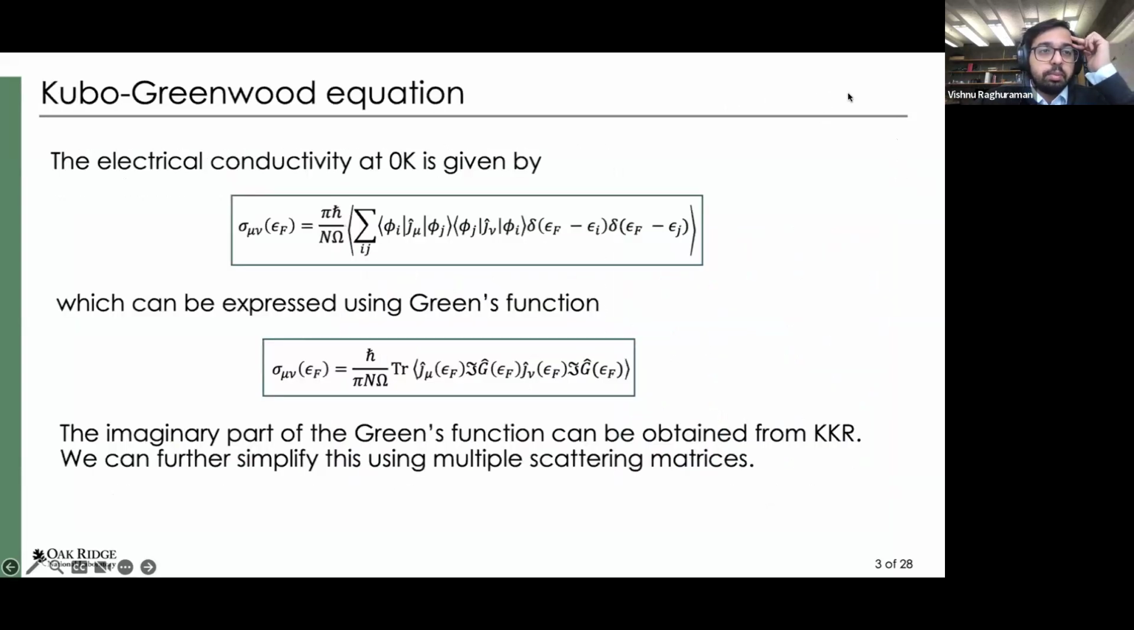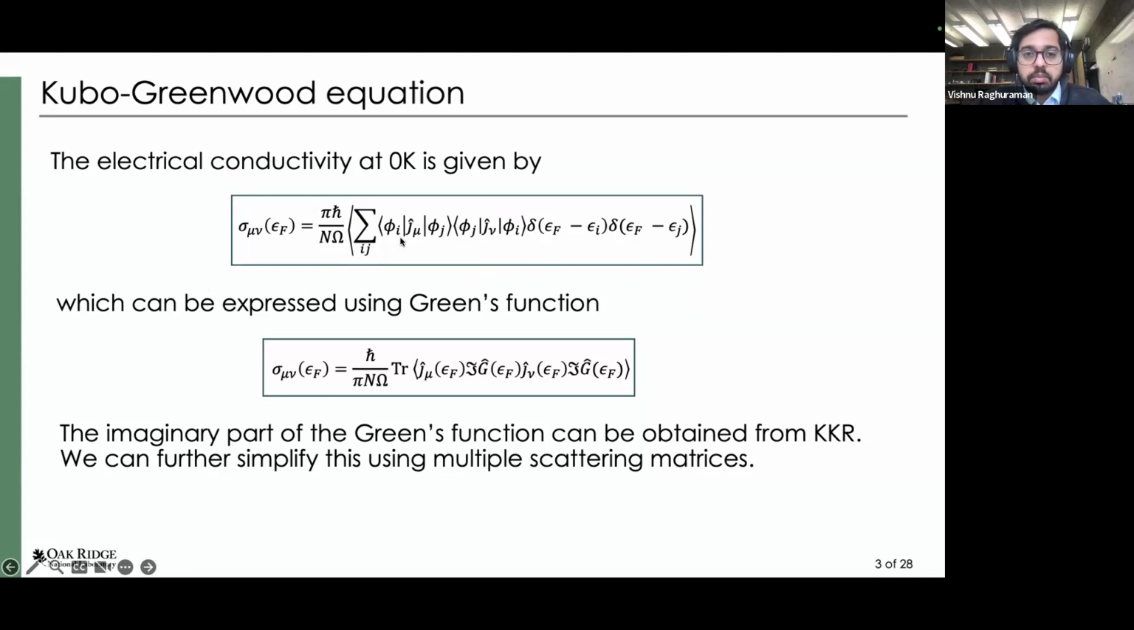The basic formula that we use to calculate the electrical resistivity is the Kubo-Greenwood equation. It is given here in this first box, where J_mu and J_nu are current operators, which in the non-relativistic framework is essentially the momentum operator. The phi's are eigenstates, and the angled brackets represent the ensemble average over your random system.